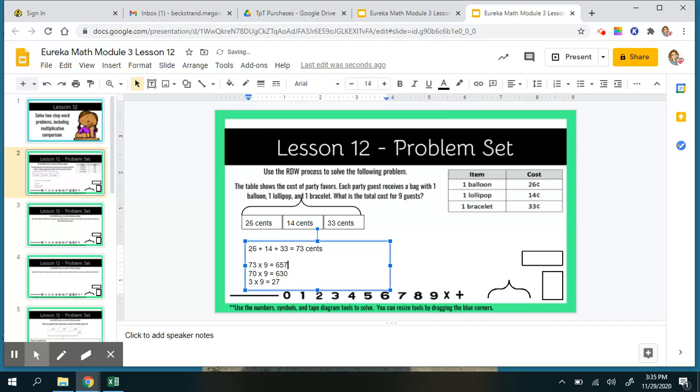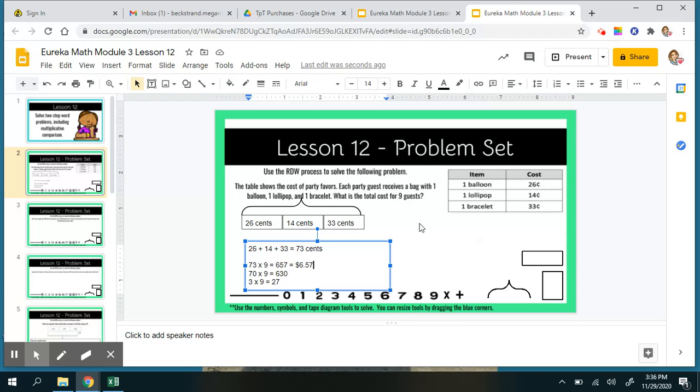And would we write that? So that's 657 cents, which is going to be equal to $6.57. Okay, so first we had to take all 3 items that we're going to put in the bag, find out the total cost per bag, which was 73 cents. And then we multiplied that by 9 because we wanted to know the total cost for 9 guests.